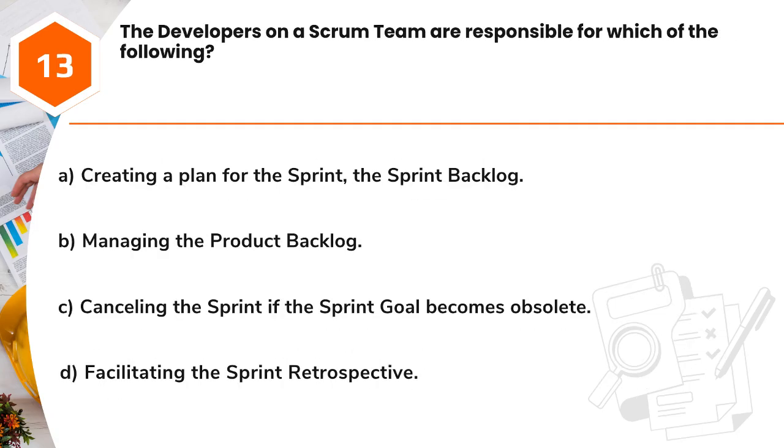Question 13. The developers on a Scrum team are responsible for which of the following? A. Creating a plan for the sprint backlog. B. Managing the product backlog. C. Canceling the sprint if the sprint goal becomes obsolete. D. Facilitating the sprint retrospective.